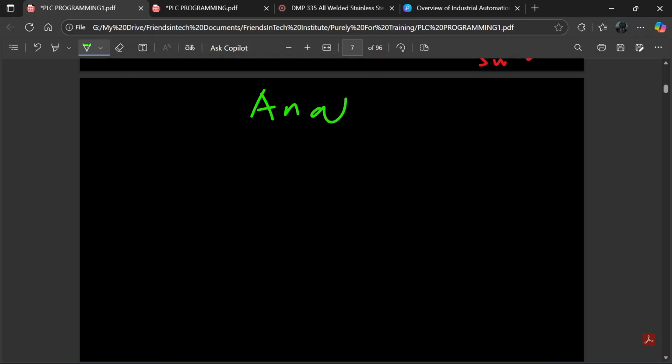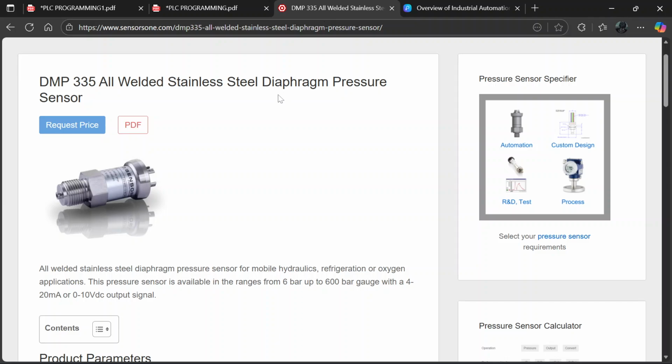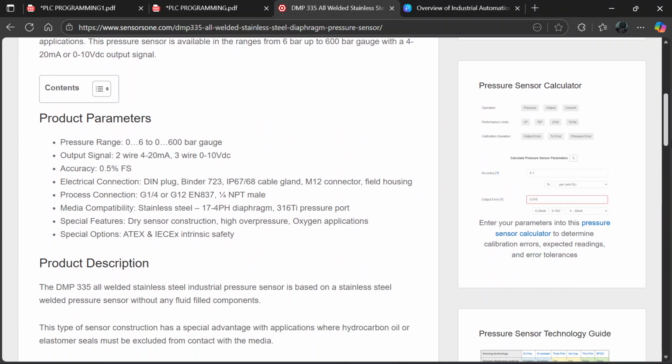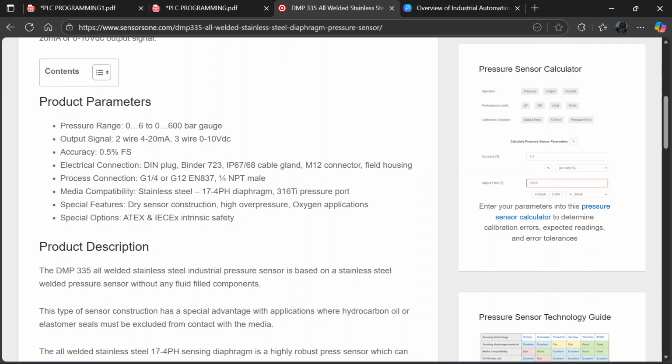If you say that a transmitter is an analog transmitter, let's say for example, this is an analog transmitter, DMP3 335. This is a pressure transmitter, and if you look at the specification of this, look at this here. The output signal is 2-wire 4 to 20 milliamps, or 3-wire 0 to 10 volts DC. This is a very important information that you need to have.